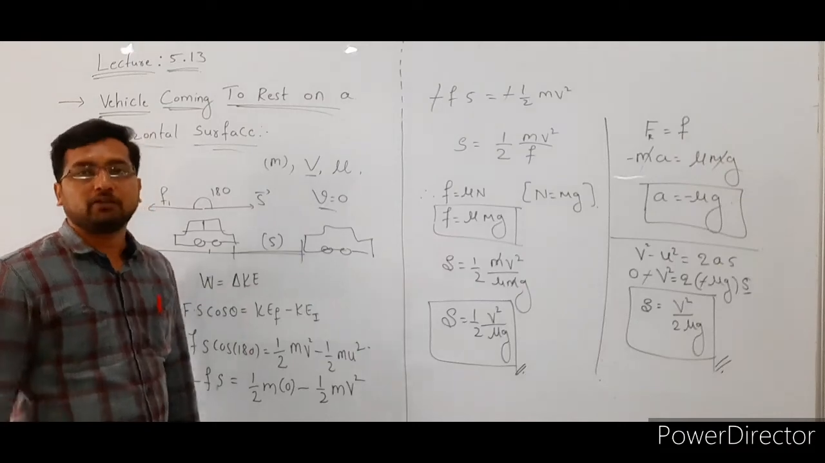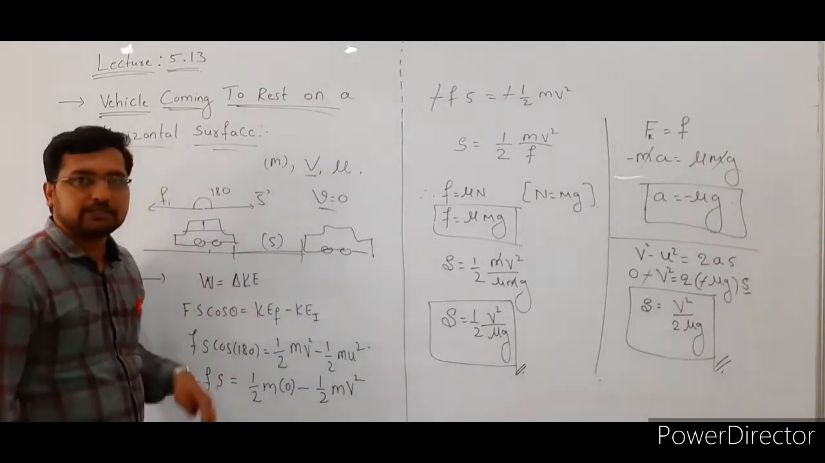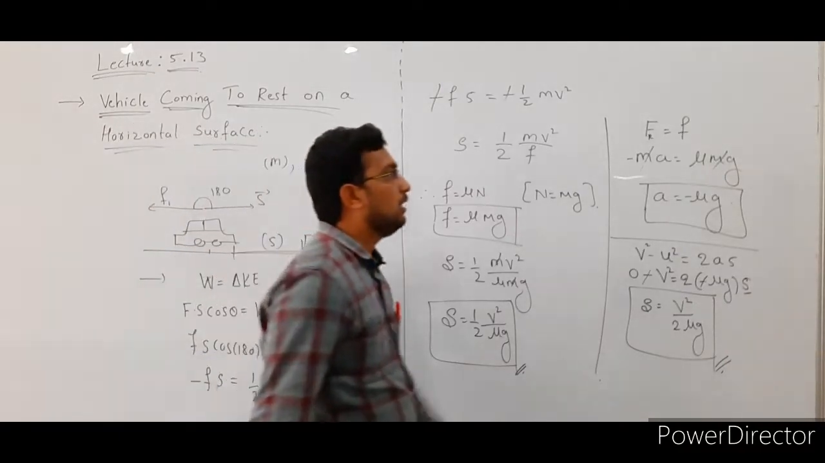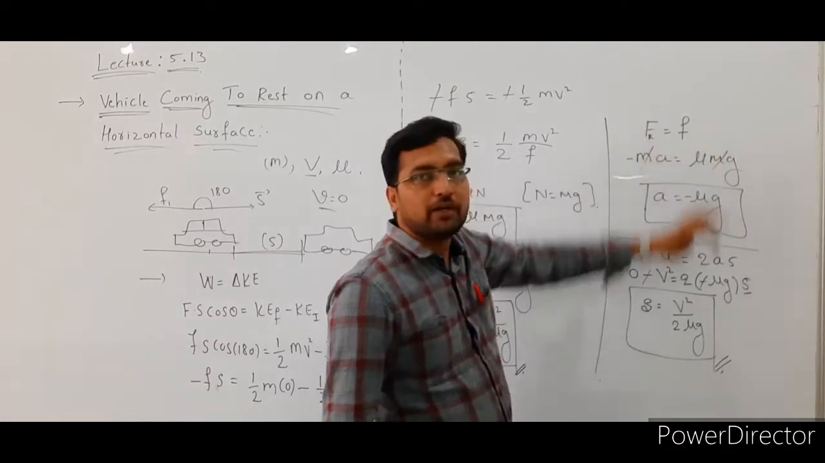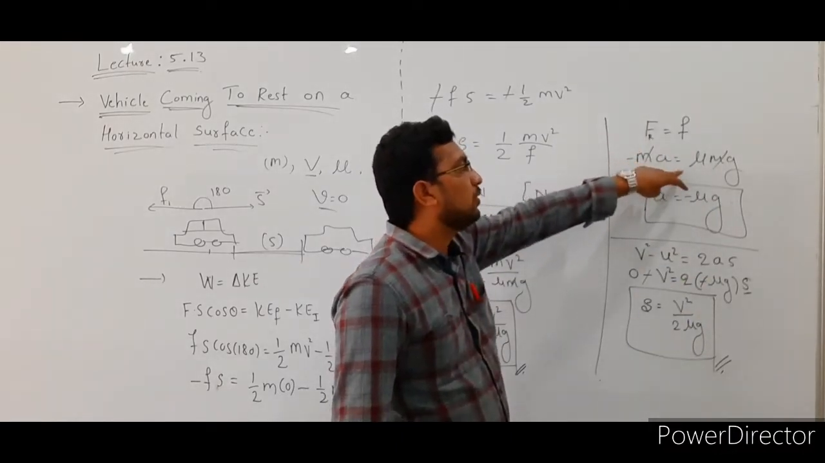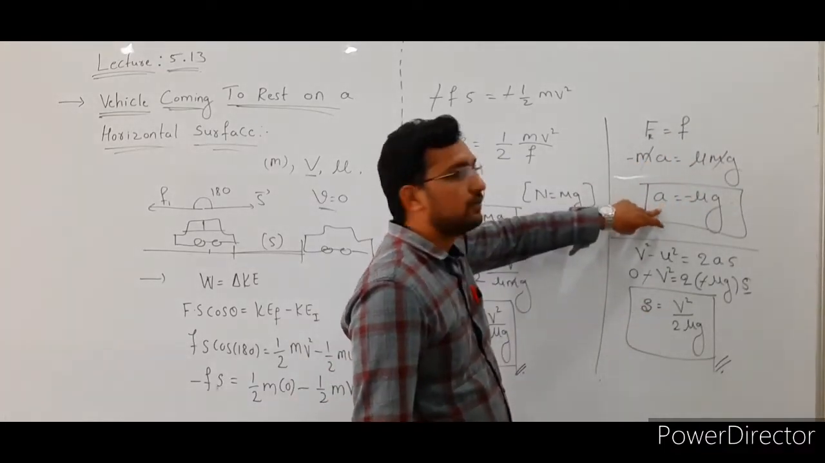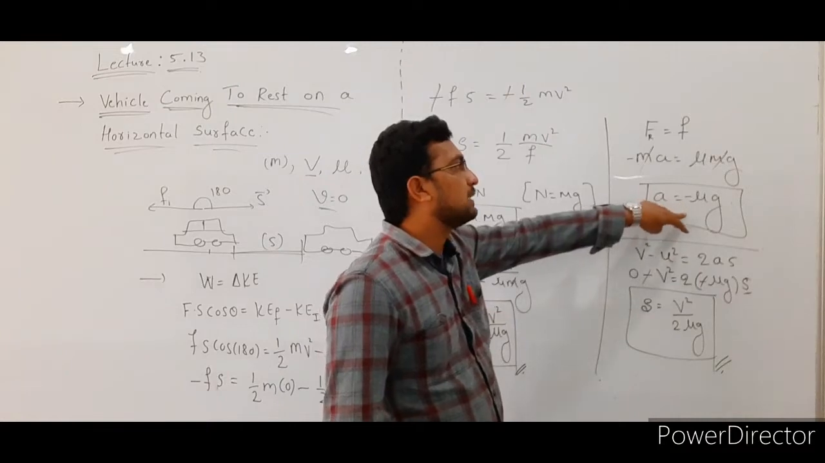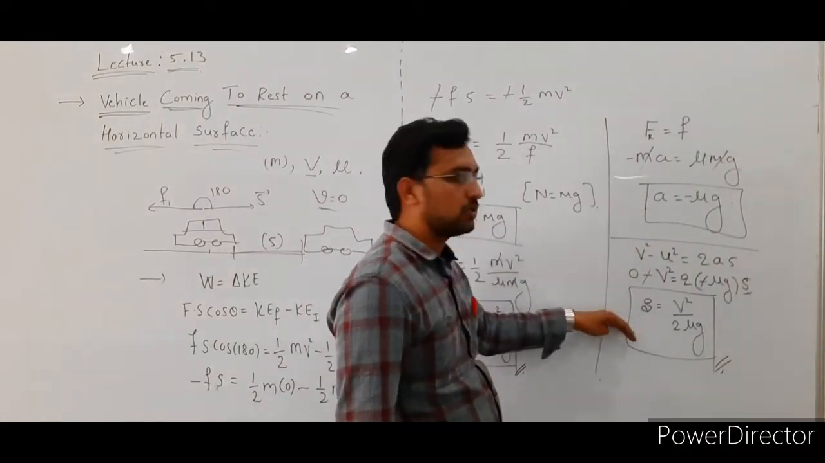So there are two methods to calculate the stopping distance. The first one is with the help of the work energy theorem, and the second one is with the help of the retarding force. Here the retarding force is equal to the friction force. So retarding force, minus m into a, is equal to mu into m into g. Mass gets cancelled. Then the acceleration of the vehicle is equal to minus mu into g.